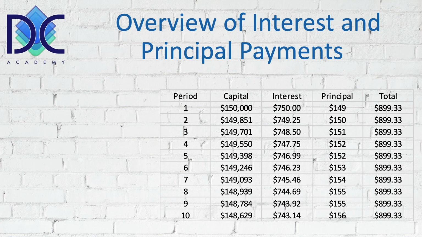And when we look down at the 10th period, we see that the capital was reduced up to $148,629. So we see also that the interest on that amount is less. It's 743, where we started with 750. But basically, the capital payment, the principal payment, increases. So we go from $149 to $156.